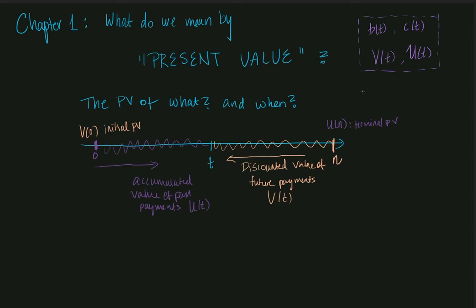Another thing that's interesting is if you look in the book, whenever they have something to do with V of t, what they actually write is something like B of t minus C of t. You get this cropping up whenever you look at V of t. However, whenever you look at U of t, what you get cropping up is C of t minus B of t.